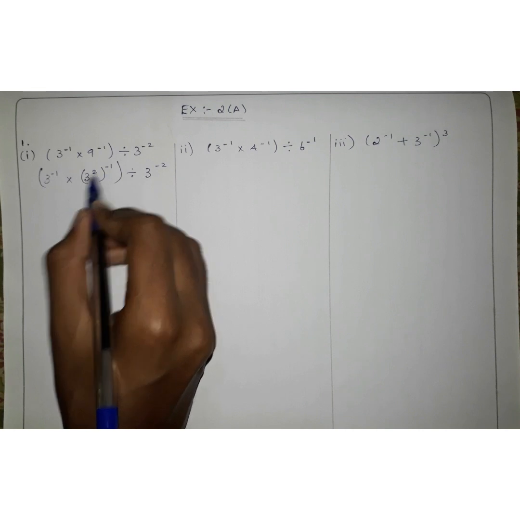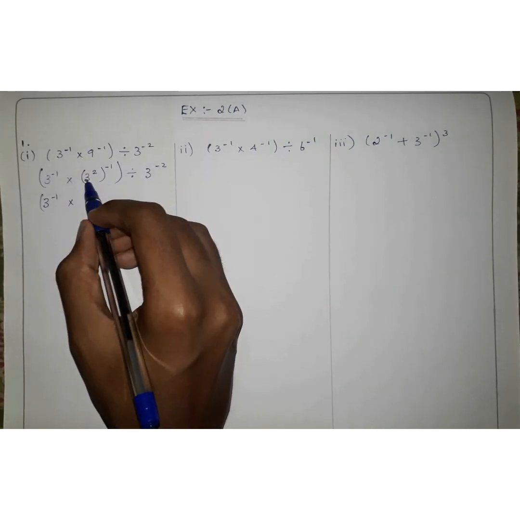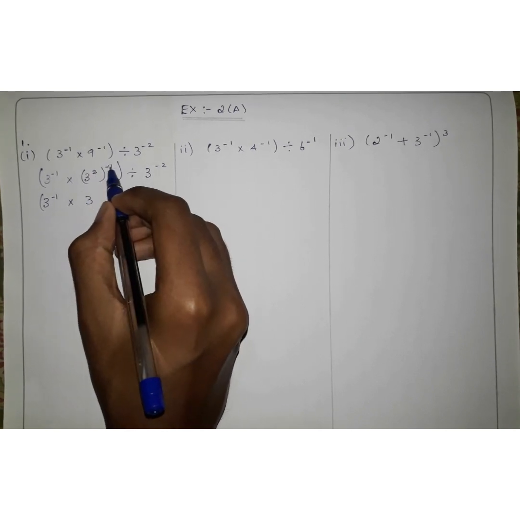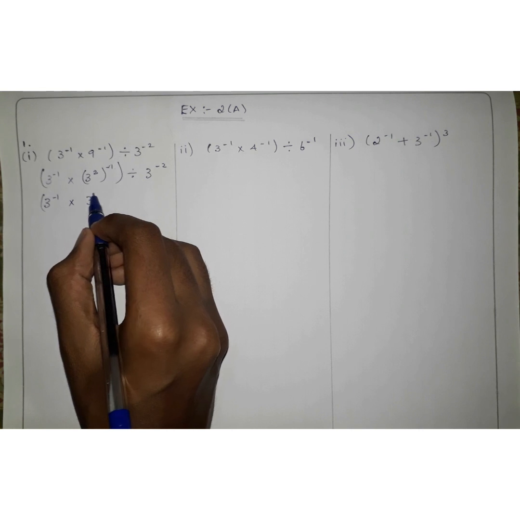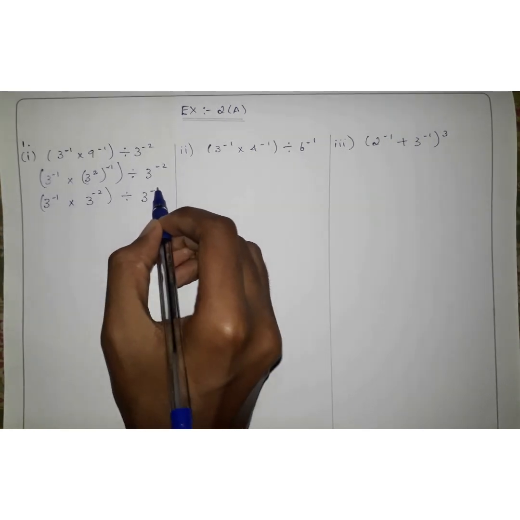Now I'll just multiply this sign. 3 to the power minus 1 as it is. We know this law: a to the power n, whole to the power n, will give us a to the power mn. So we just need to multiply it. So it will give me minus 2 divided by 3 to the power minus 2 as it is.